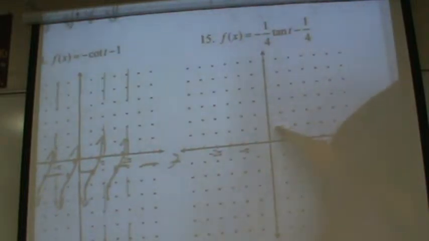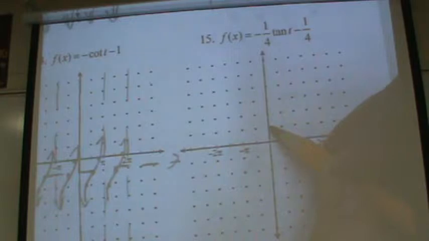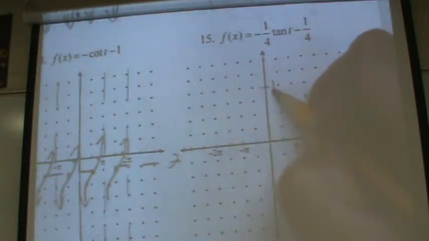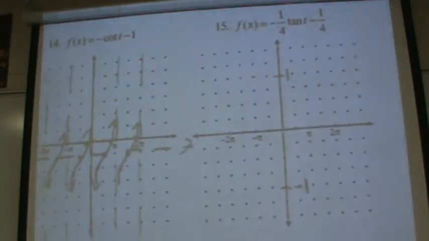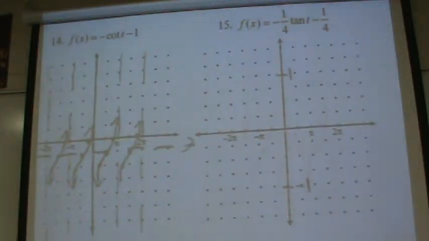So each of these is going to be a fourth: 1/4, 2/4, 3/4. So this is going to be 1 right here, and then this is going to be -1. Does that make sense? So each of these is a quarter.